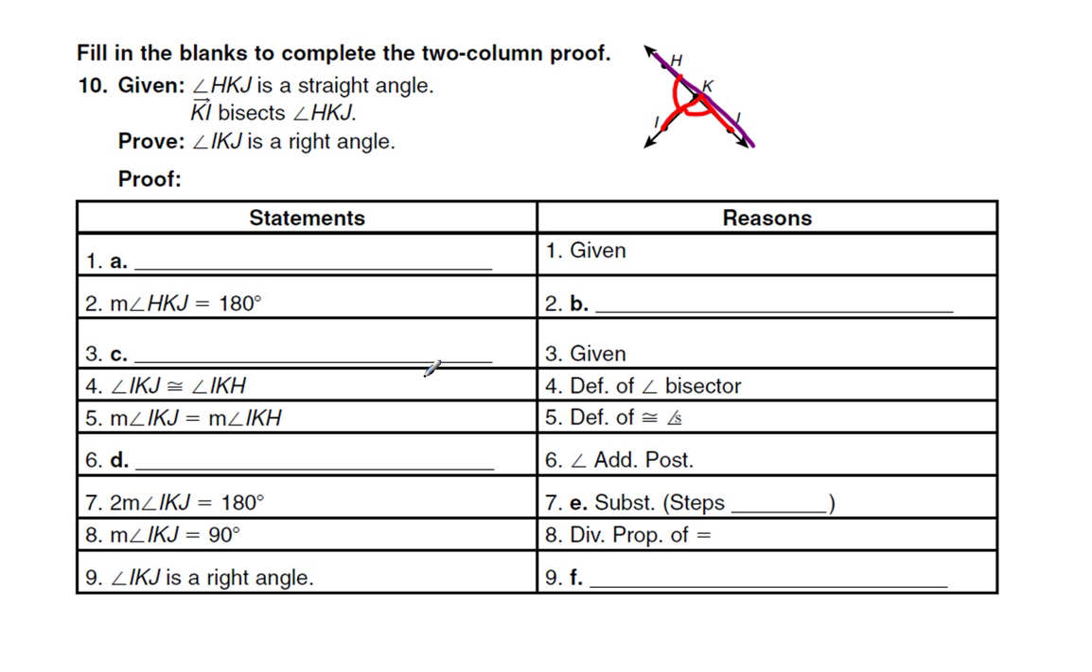So let's go through the steps we can prove. What is given to us? There's two steps that say given, so we can use some common sense to figure out which one should go first. Step 2 says HKJ is 180 degrees, so our first given should regard this straight angle here. So we can say angle HKJ is a straight angle. Then step 2, the measure of that angle is 180 degrees because that is the definition of a straight angle. Any straight angle is going to be 180 degrees.